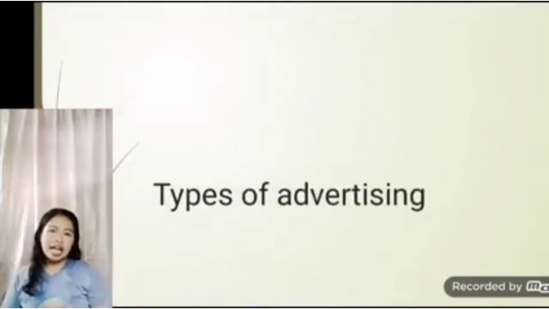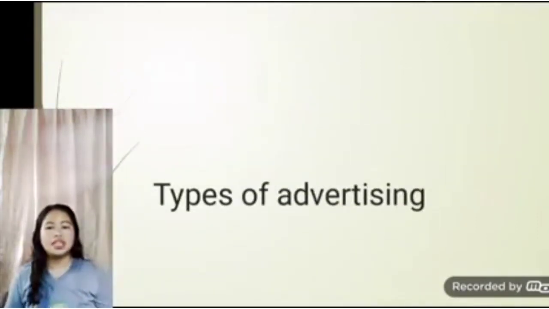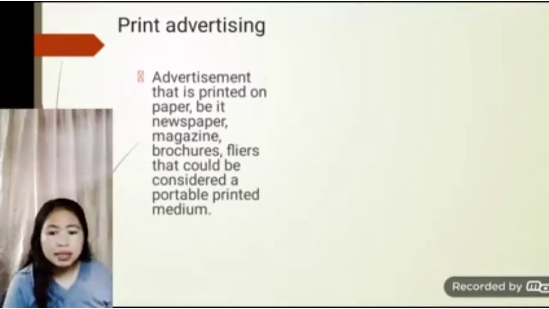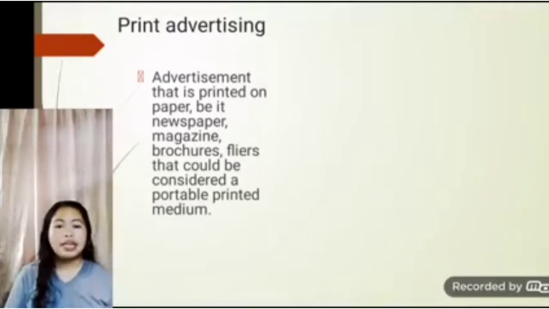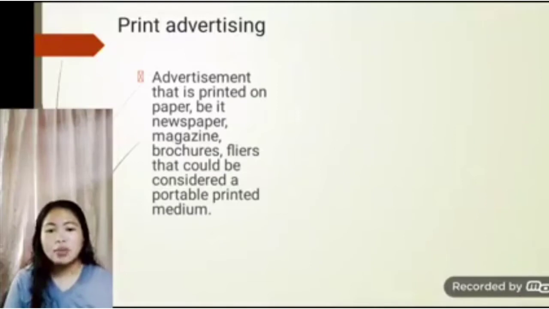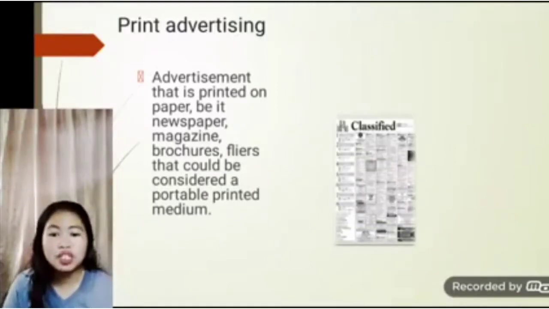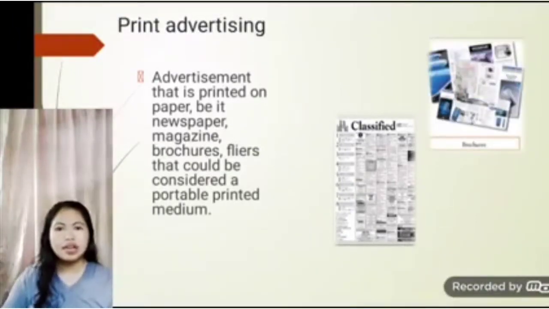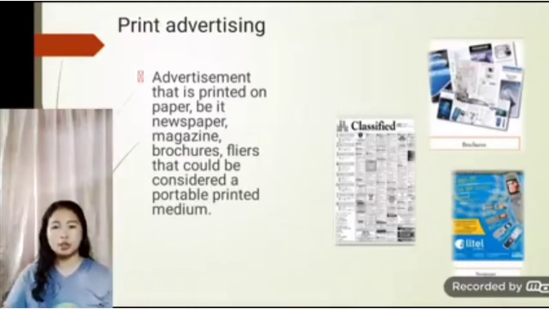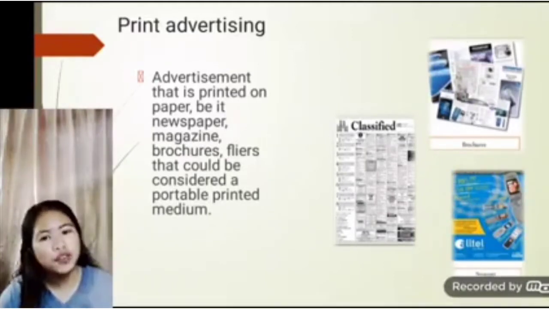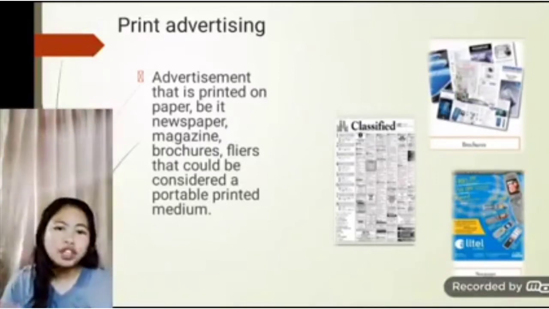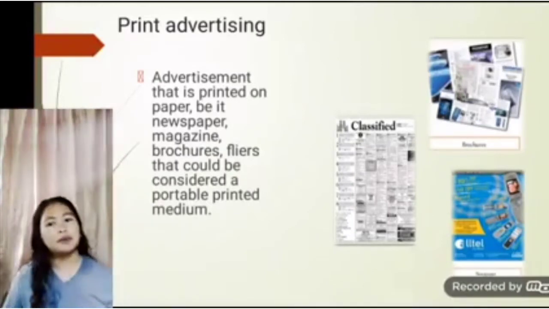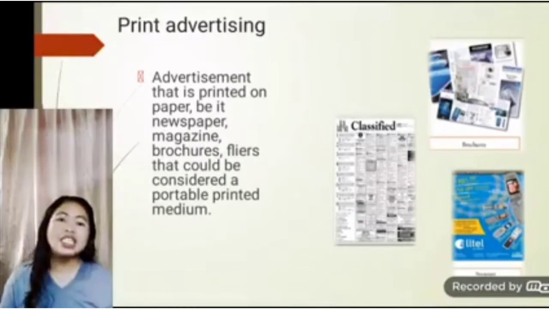So, there are several types of advertising. First, the print advertising. Print advertising is the advertisement that is printed on paper, be it newspaper, magazine, brochure, flyers that could be considered as a portable medium. So, mostly the advertising we can see is in the newspaper, in the brochure, for example, the brochure of Avon, Natasha. So they advertise the product that they want to sell, and the consumers buy that certain product.